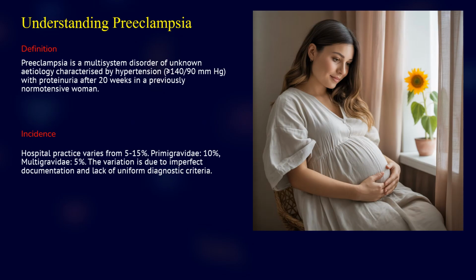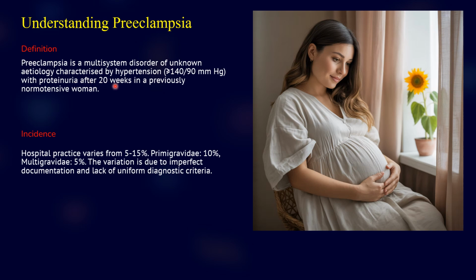Okay, so let's start by understanding what is preeclampsia. The definition is it is a multi-system disorder of unknown etiology characterized by hypertension, where the blood pressure is more than or equal to 140 by 90 mmHg with proteinuria, after 20 weeks of pregnancy or gestation.